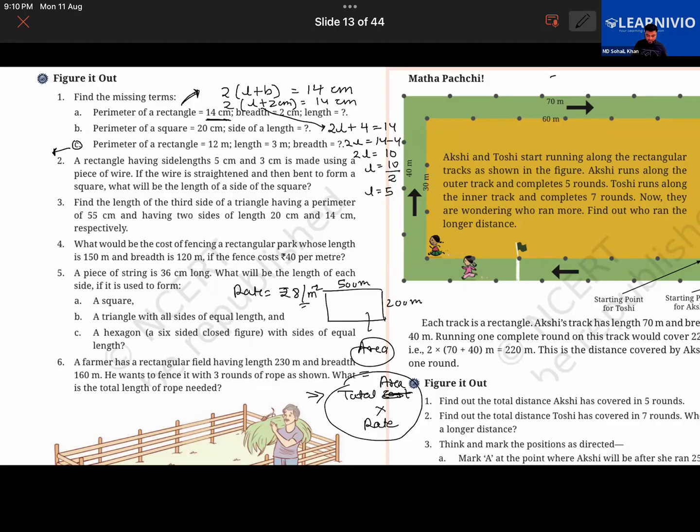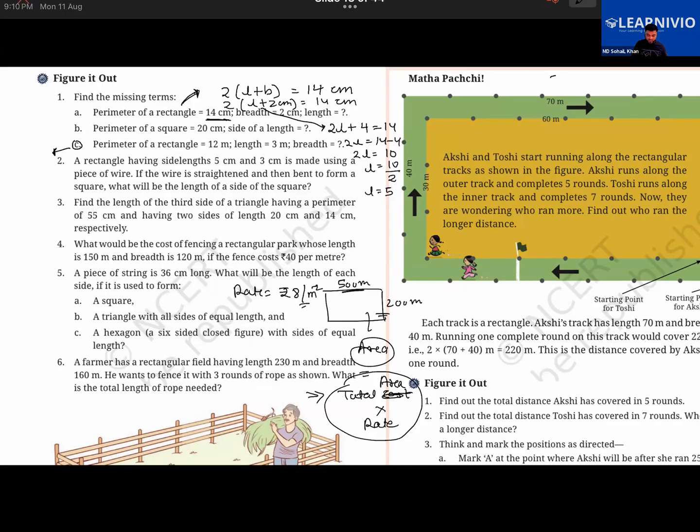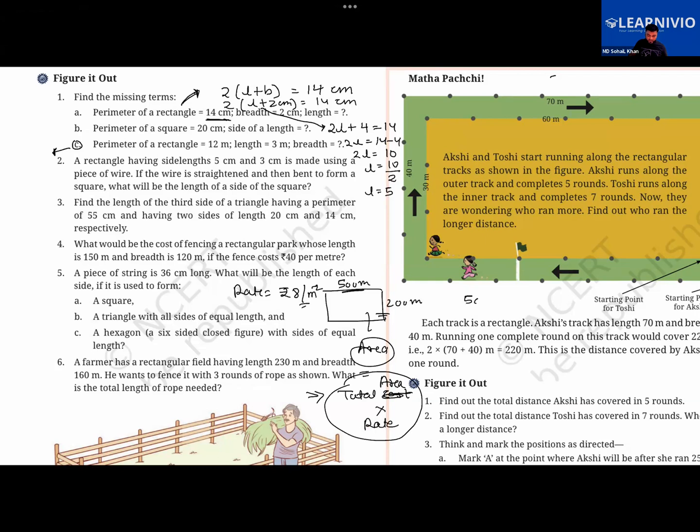So the area will be 500 times 200, length into breadth, right? 5 twos are 10, and then put all these 4 zeros. That is the total area which we have calculated. Then you will multiply it with the rate. The rate given is 8 rupees per 100 square meters. Sir, it's 100 square meters. If you were saying 8,000, then that will be correct. It's mentioned 100.